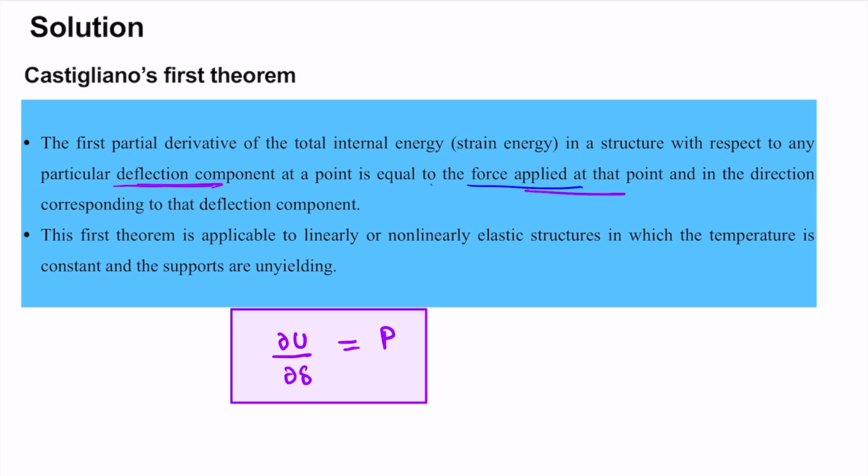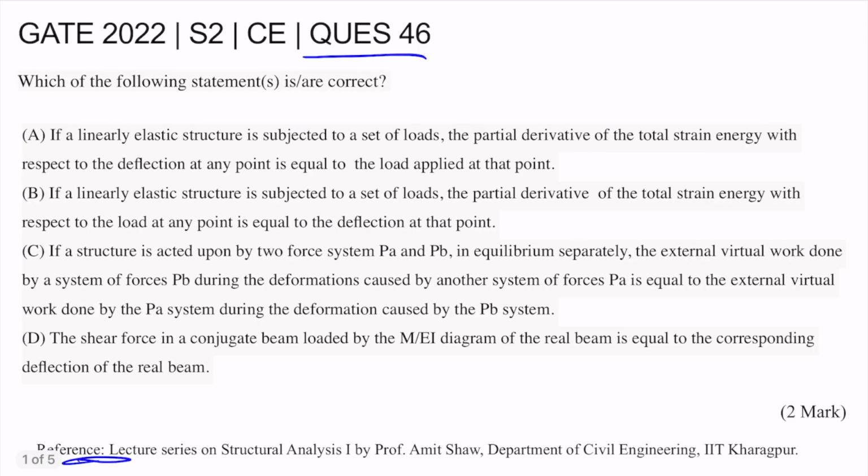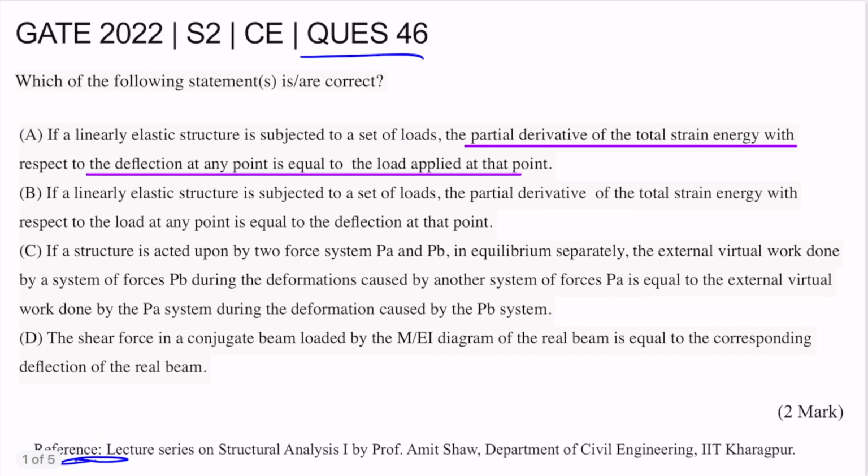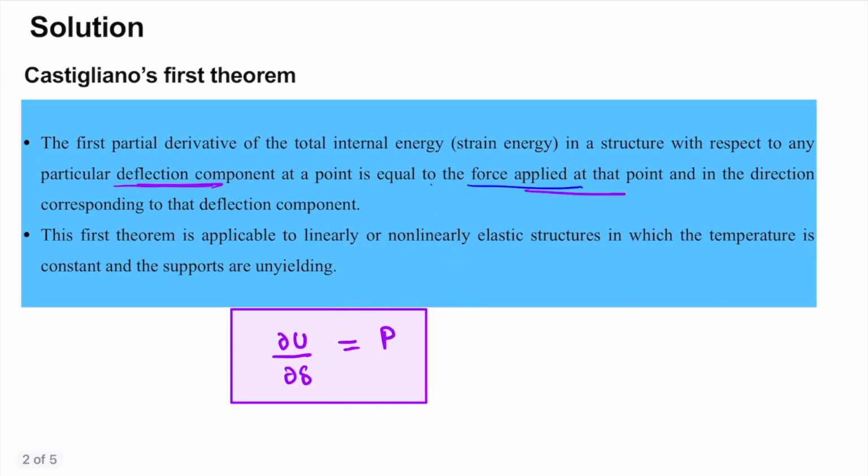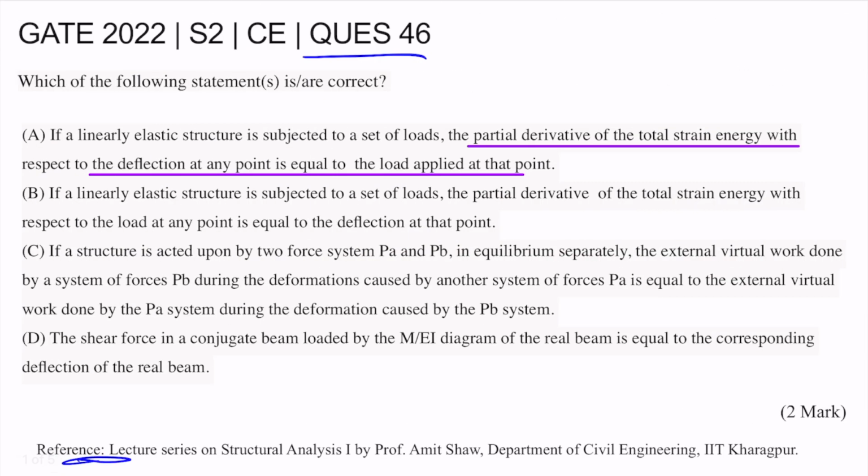And the statement given to us is that if a linearly elastic structure is subjected to a set of loads, the partial derivative of the total strain energy with respect to deflection is equal to applied load. This is the statement of Castigliano's first theorem, so it is correct. So option number 1 is correct. Let's see option number 2 now.